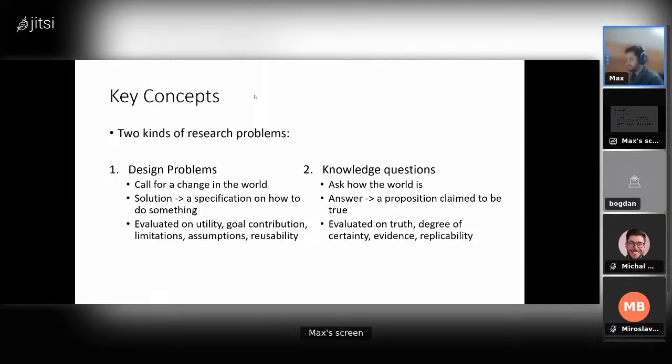On the other hand, you have a knowledge question. A knowledge question will ask how the world is currently, and it will provide you an answer. So basically, when we do state of the art and things like this, it is a knowledge question, and it will be evaluated on its truth, degree of certainty, and replicability.